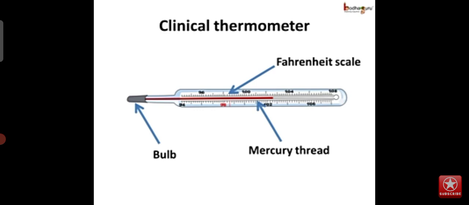It is made of a long, narrow, uniform glass tube, and it has a bulb at one end which carries the mercury. This mercury expands when we put the thermometer in the mouth or under our arms to measure the body temperature. On expansion due to the high temperature, the mercury proceeds through the narrow tube like a thread.